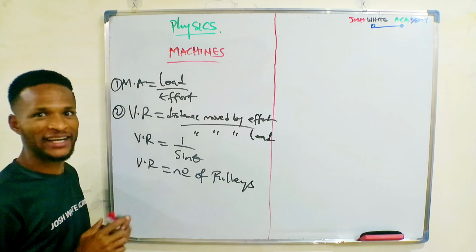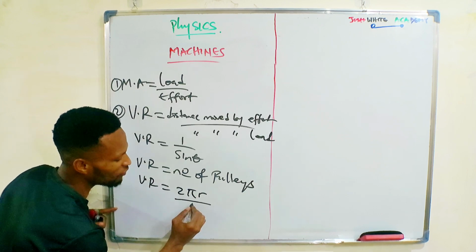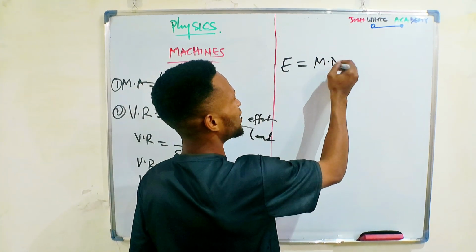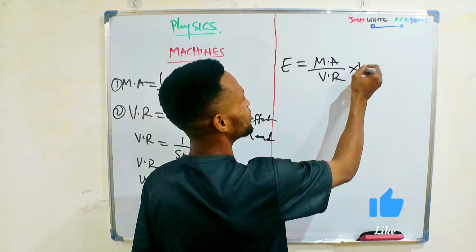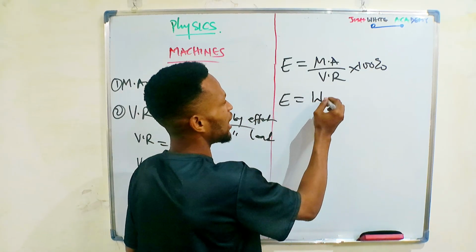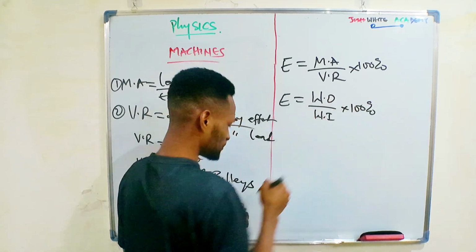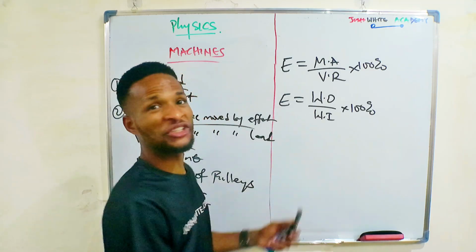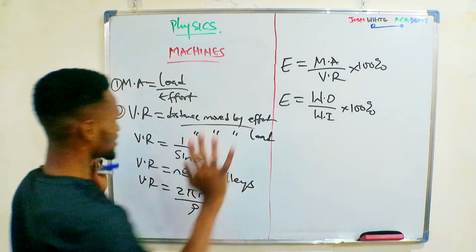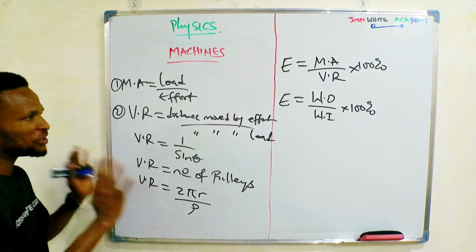For a screw jack, velocity ratio is equal to 2πr / pitch. Efficiency of a machine is mechanical advantage divided by velocity ratio multiplied by 100%, or work output over work input multiplied by 100%. Work output is what the machine gives you. Work input is the work you put into the machine. So these are the formulas you need to master on machines.